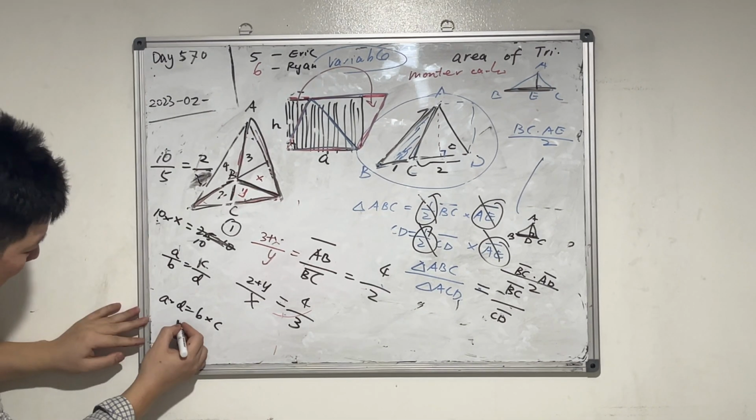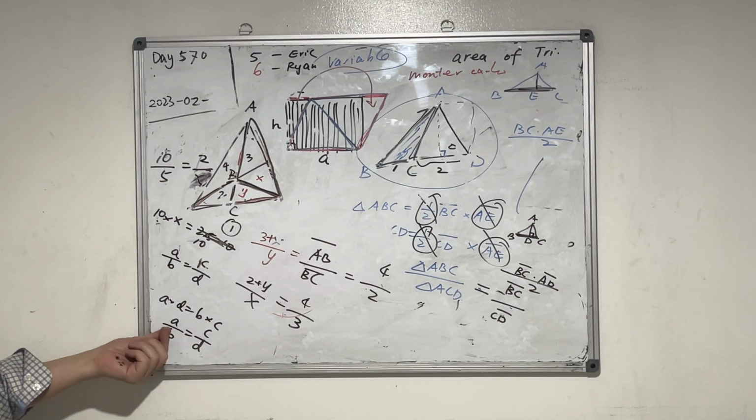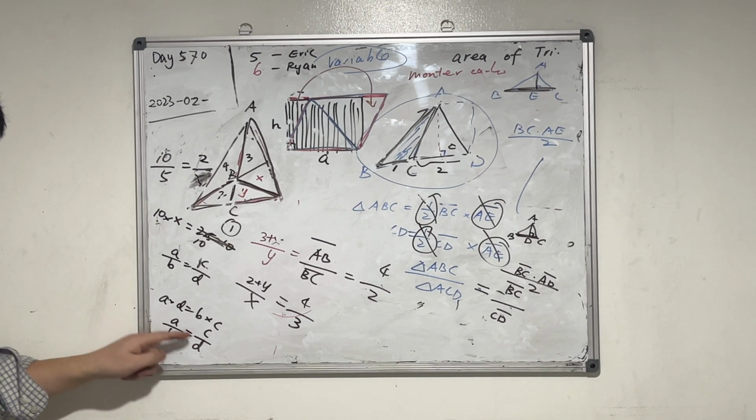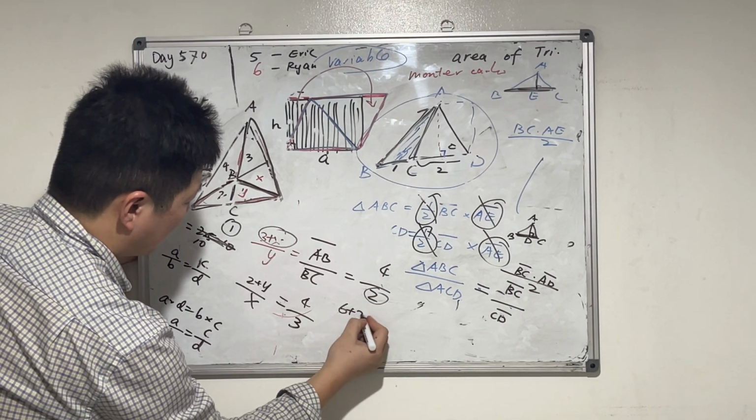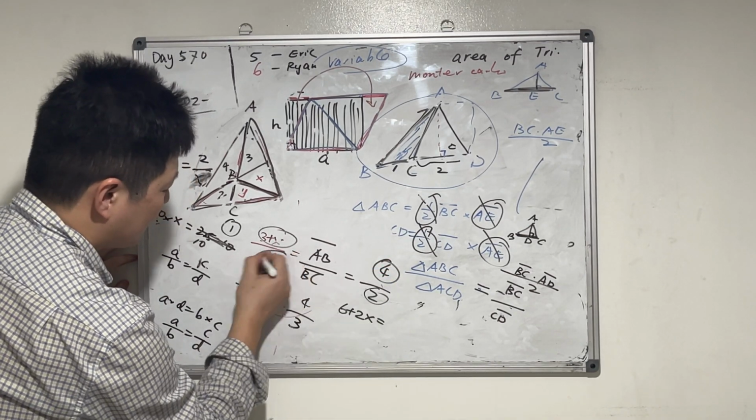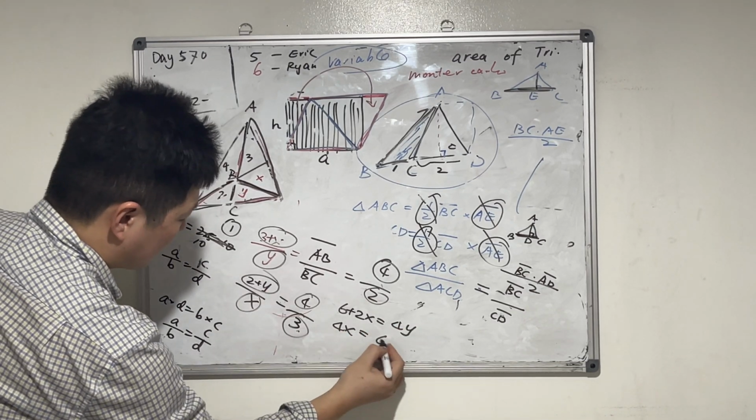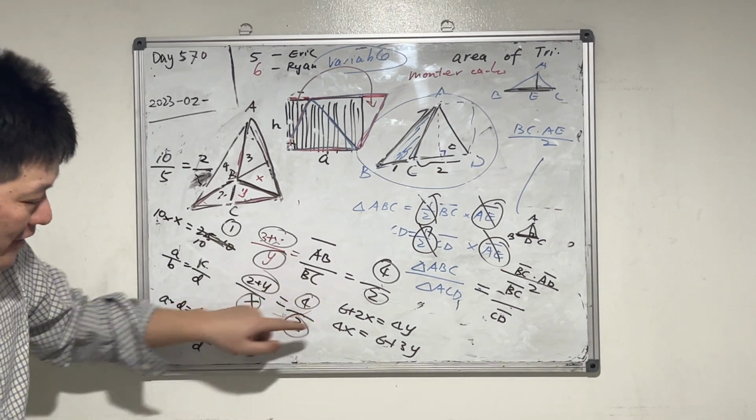If A divided by B equals C divided by D, then as long as B and D are not 0, we can multiply to get AD equals BC, right? This times this. 6 plus 2x equals this times this, 4y. And 4x equals 6 plus 3y, right? Two equations, two unknowns, so we can solve for the values.